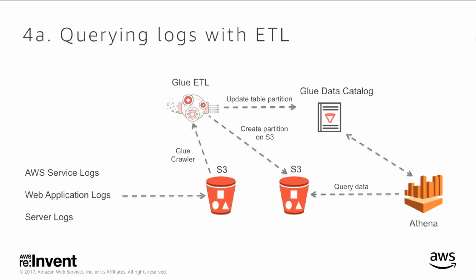And if we take that a step further, we can actually use Glue ETL to look at that raw service logs and do some kind of transformations. Maybe we want to clean it up. Maybe we want to enrich it with some additional data. Also, we want to take that raw data and convert it to a columnar format that is more performant for Athena to query.